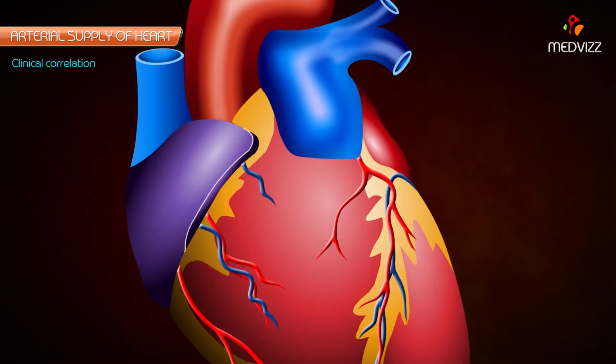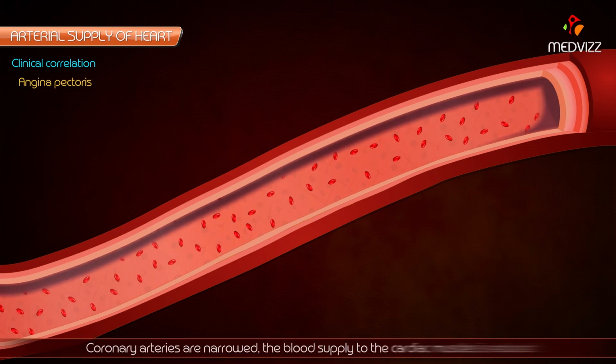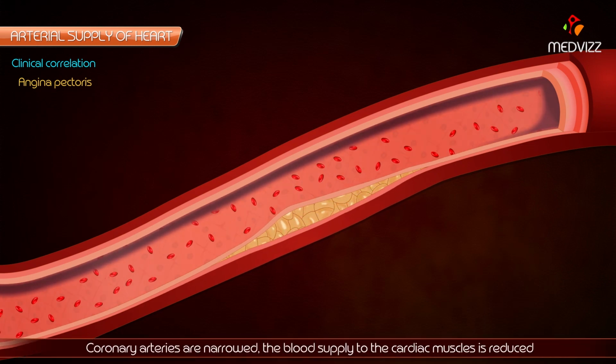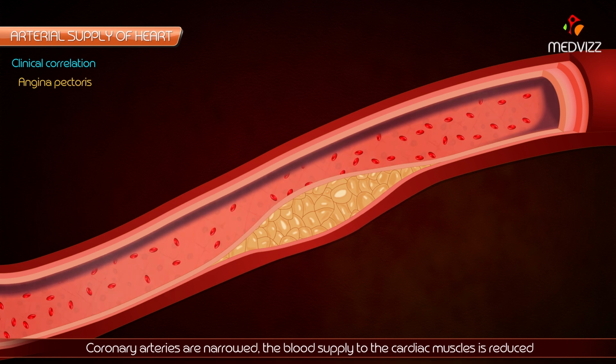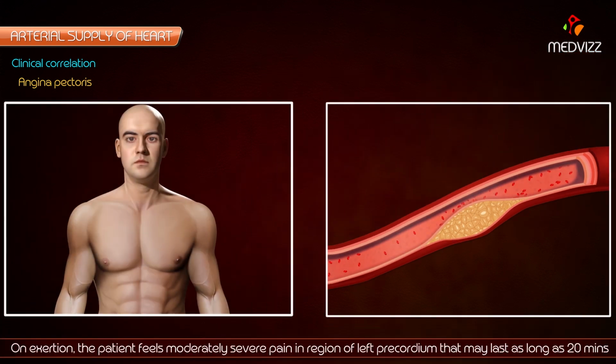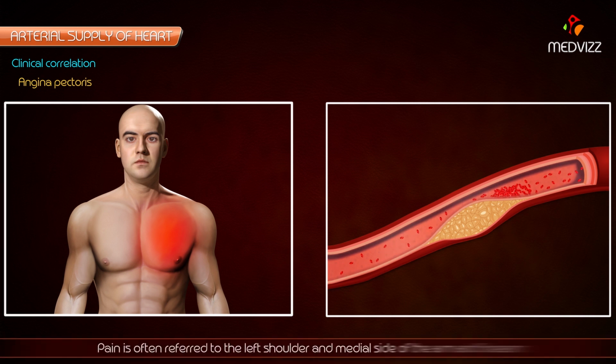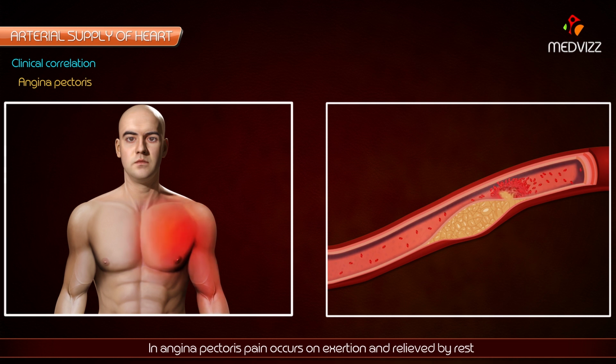Clinical correlation. Angina pectoris. If the coronary arteries are narrowed, the blood supply to the cardiac muscles is reduced. As a result, on exertion, the patient feels moderately severe pain in the region of left precordium that may last as long as 20 minutes. The pain is often referred to the left shoulder and medial side of the arm and forearm. In angina pectoris, pain occurs on exertion and is relieved by rest. This is because the coronary arteries are so narrowed that ischemia of cardiac muscle occurs only on exertion.